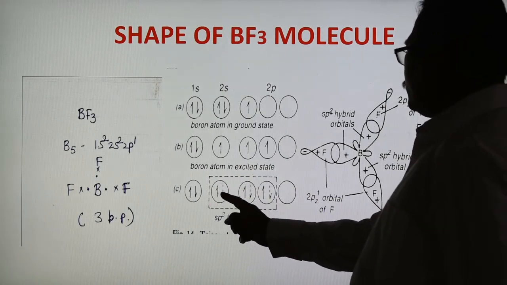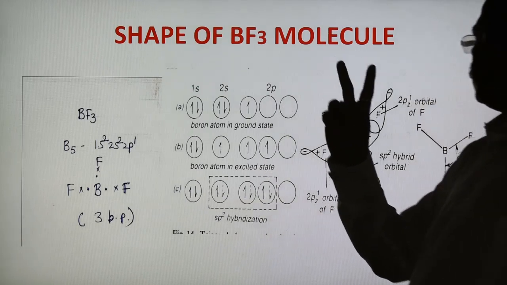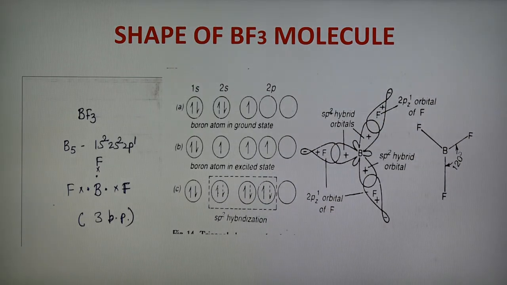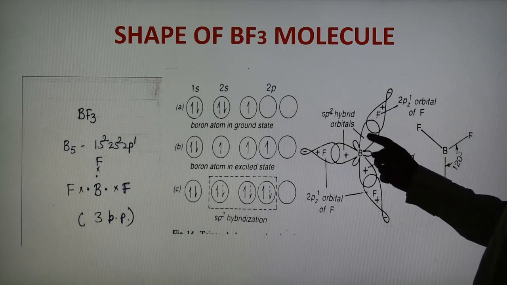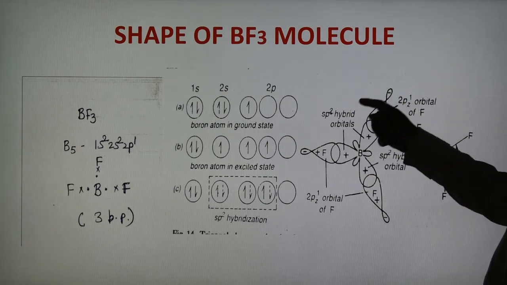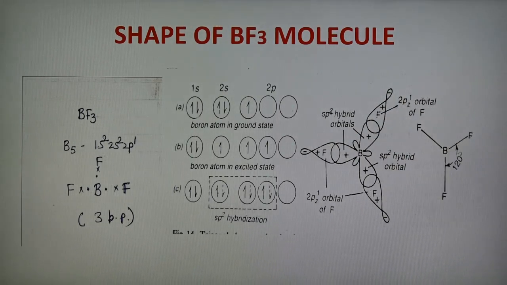So here the 2s and 2p orbitals undergo hybridization, forming sp2 hybridization. So in this case, boron is in sp2 hybridization. So there are 3 orbitals of boron, 1, 2, 3, and these 3 orbitals overlap with the orbitals of fluorine. And so this BF3 has a trigonal planar shape with a bond angle of 120 degrees. So this is the shape of boron trifluoride.